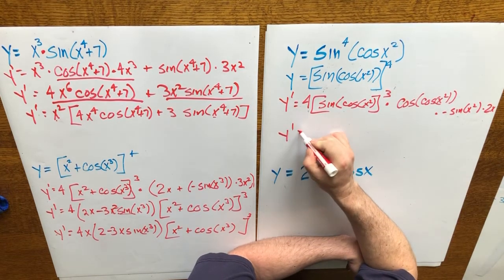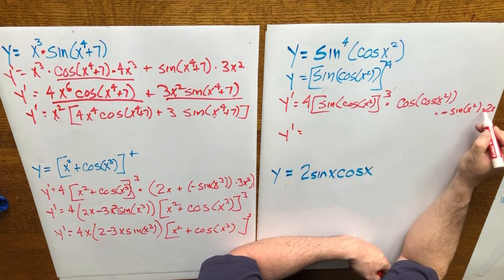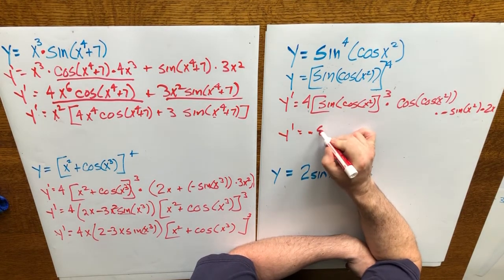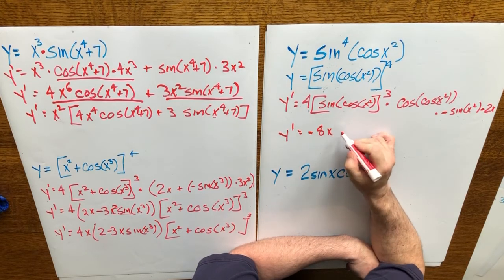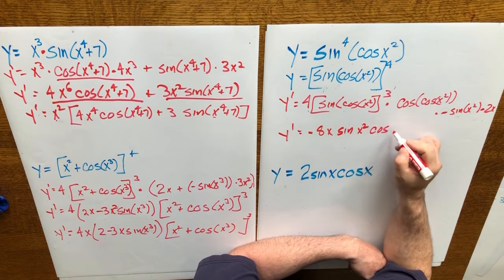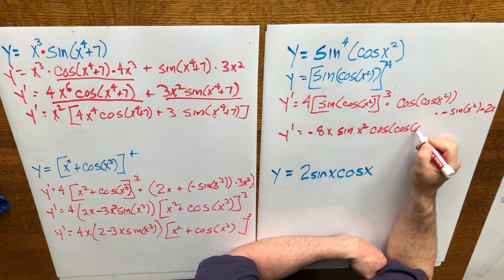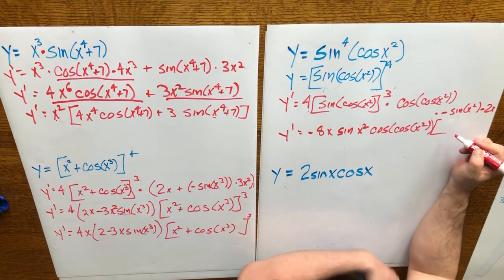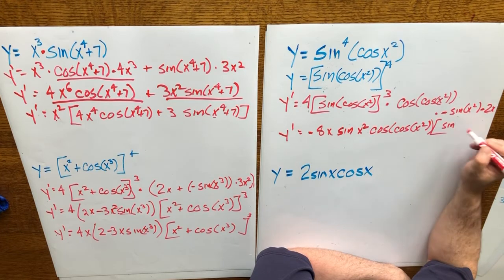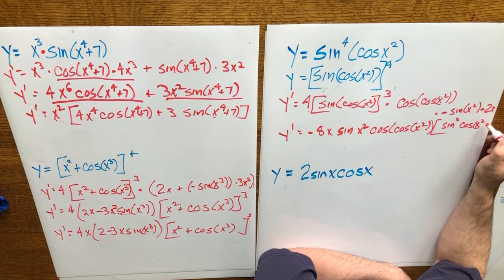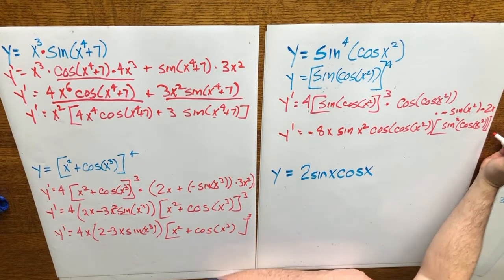So y prime equals negative 2x times 4, negative 8x, times the sine of x squared times the cos of x squared times the bracket sine cubed cos of x squared. We don't really need those square brackets.